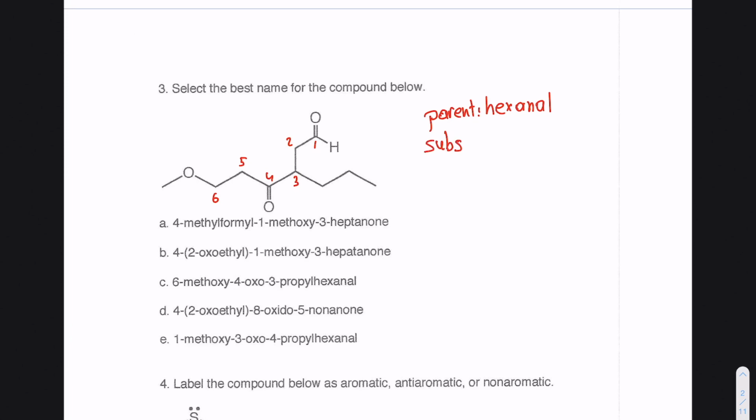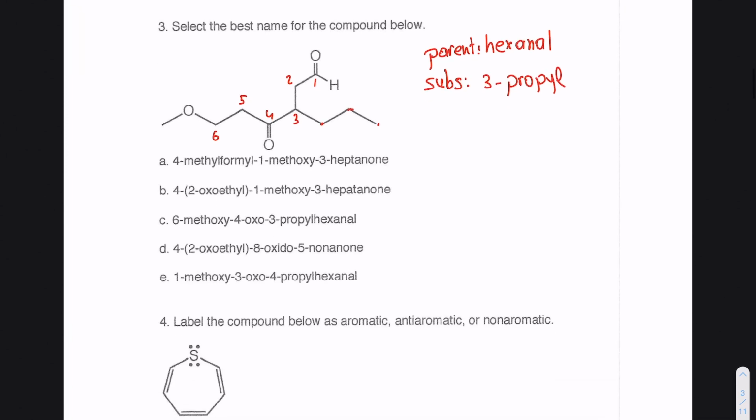Subs. If we're looking at subs, we have 3. On 3 there's 1, 2, 3, so 3-propyl. And we have 4-oxo. And for 6, guys, remember how we name ethers? It's the same thing. So we just take how many carbons there are. So there is 1. So it's going to be methoxy.